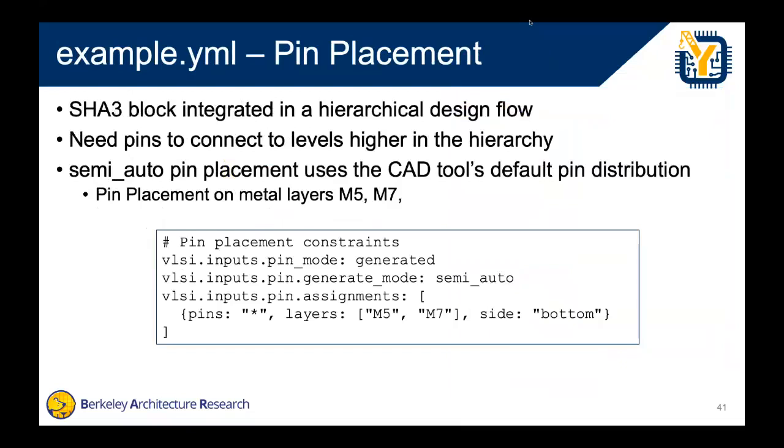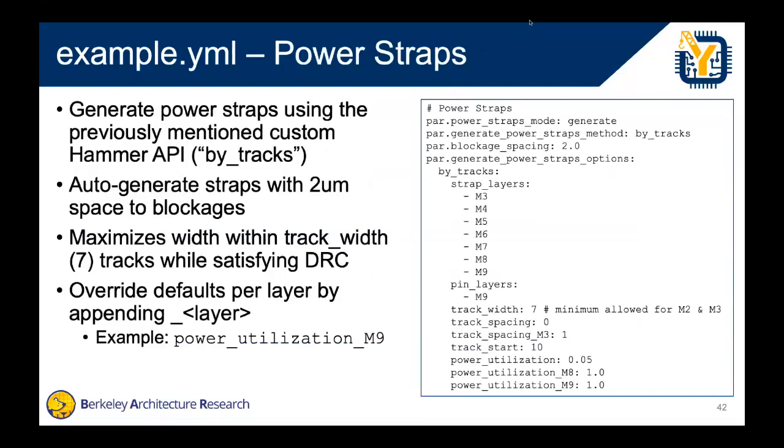As I was saying, this is designed to be integrated into a larger flow, so we need to tell the tools where to put the pins on the outside of our block. Here we're using another Hammer API for pin placement, which is semi-automatic because we're going to give some feedback to Hammer about what we want the pins to be. Here we're saying, put all the pins, that's what the star is, on layers 5 and 7 at the bottom of your block. And then Hammer just automatically does that for whatever tool you have, and also with correct DRCs for your technology.